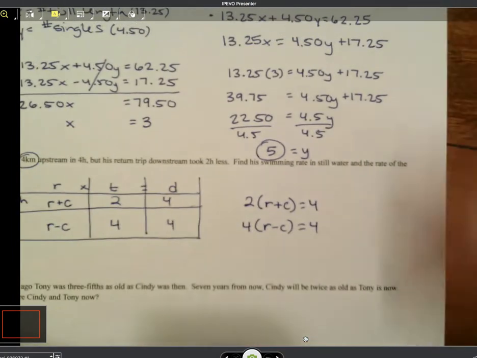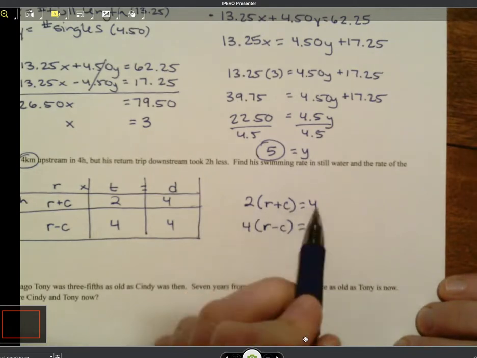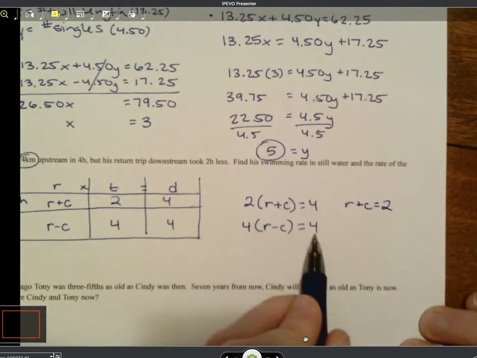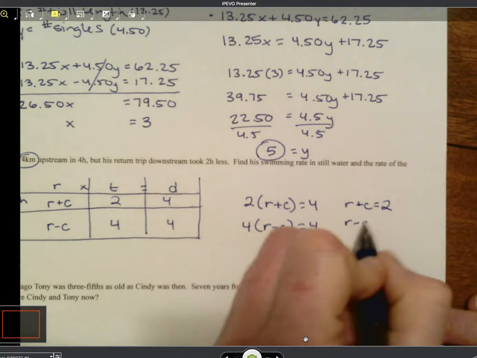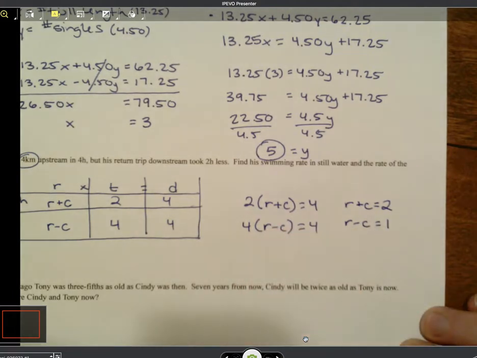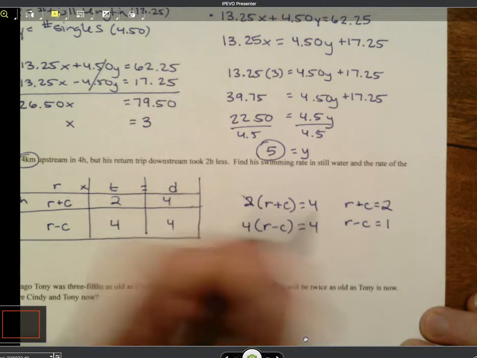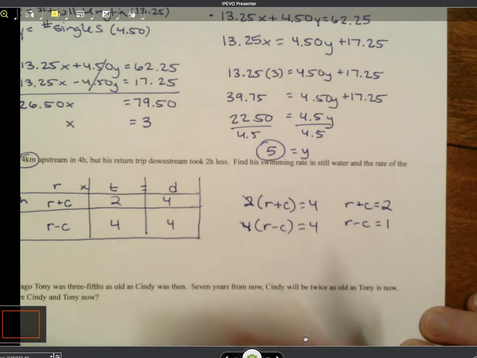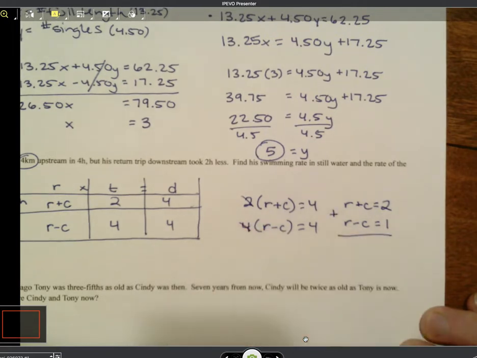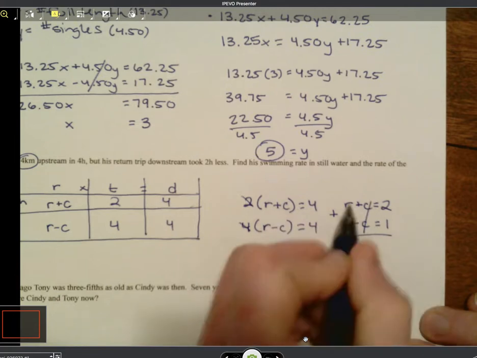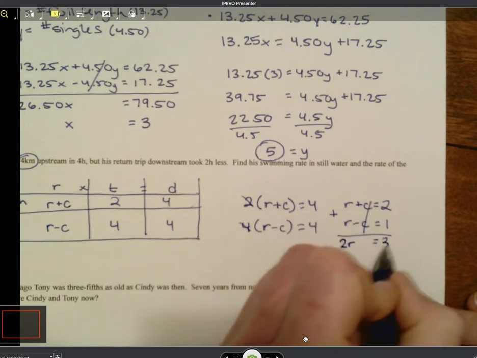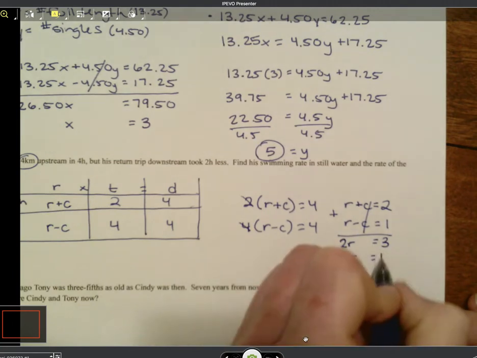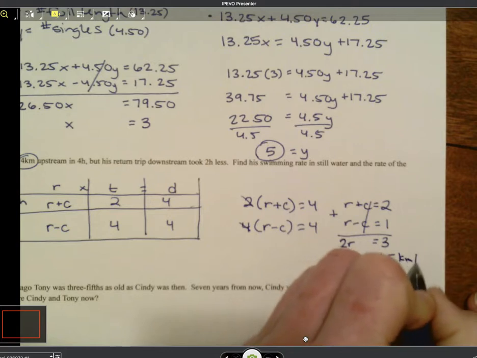Okay. Now, instead of distributing, why don't we just divide both sides of this equation by 2, and it becomes r plus c is equal to 2. Divide both sides of the equation by 4, and I get r minus c is equal to 1. Right? If we divide this by 2, that goes away, and that becomes 2. If I divide everything by 4, that goes away, and that becomes 1. Now, I can go ahead and add. c plus a negative c goes away, 2r is equal to 3. So that means the rate is 3 divided by 2, which is 1.5 kilometers per hour.